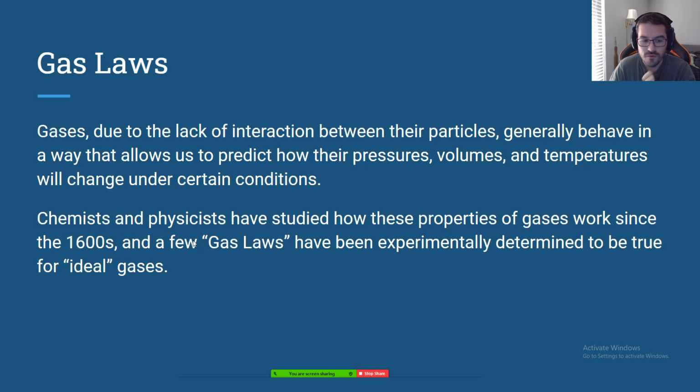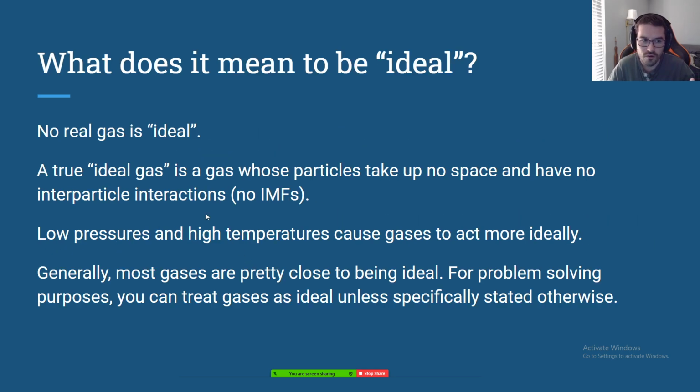Okay, chemists and physicists have been studying these properties and how gases work for like 500 years, well, 400 years-ish, okay? So there are these gas laws that have been very well documented, experimentally determined to be true for ideal gases. Before we get any further here, let's talk about what this means. Ideal gases. No real gas is truly ideal. A true ideal gas is a gas whose particles take up no space. So first of all, that's why no real gas is ideal, okay?